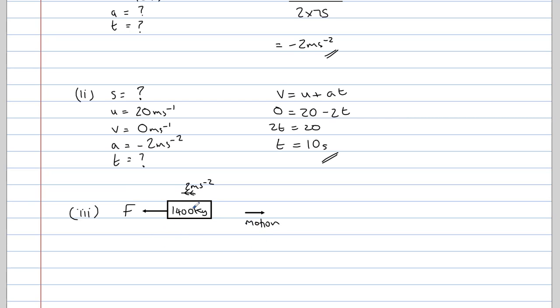So setting up an equation using Newton's second law, we can say that the force, the only force involved here, is mass times acceleration, which would be 2,800 newtons.